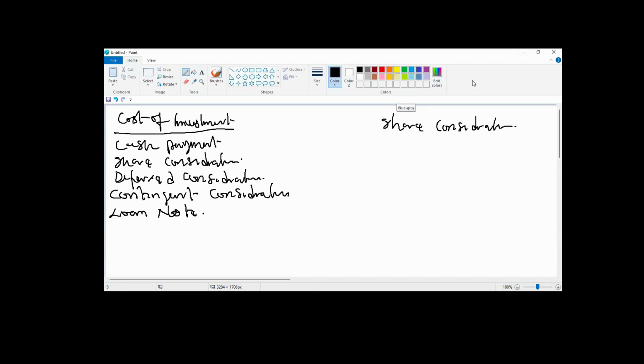What is share consideration? Let's write a short note. Share consideration occurs when a parent issues its own shares at a market price to acquire controlling interest in subsidiary. Yeah, that is share consideration.